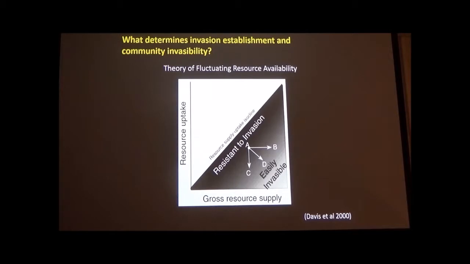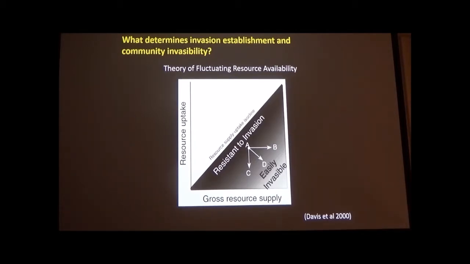There are a lot of theories trying to explain the success or failure of plant invasions, and it would be silly to think that only one of them is correct. They're not mutually exclusive. But this is a theory provided by Mark Davis 17 years ago, called the theory of fluctuating resource availability, and it is really explicitly for plants. It provides a nice general framework for thinking about plant invasions.